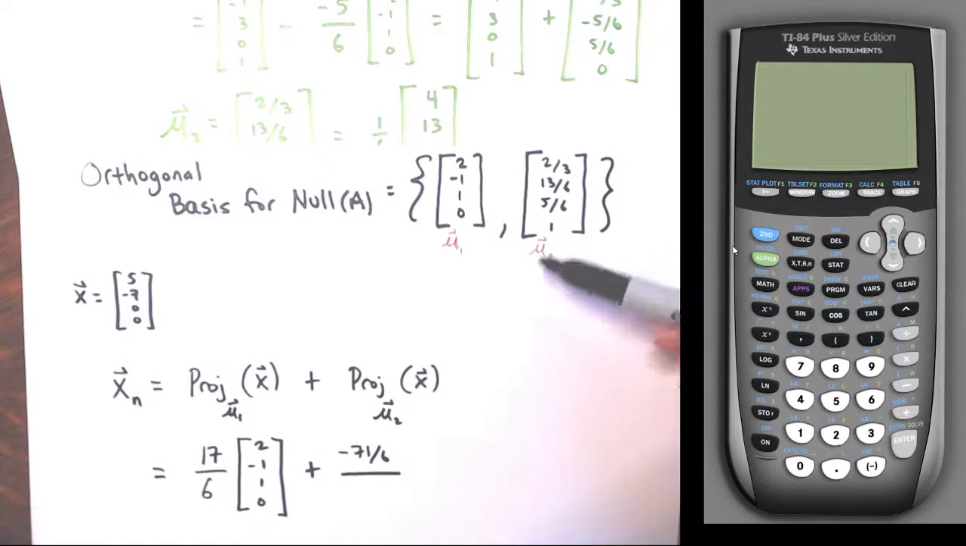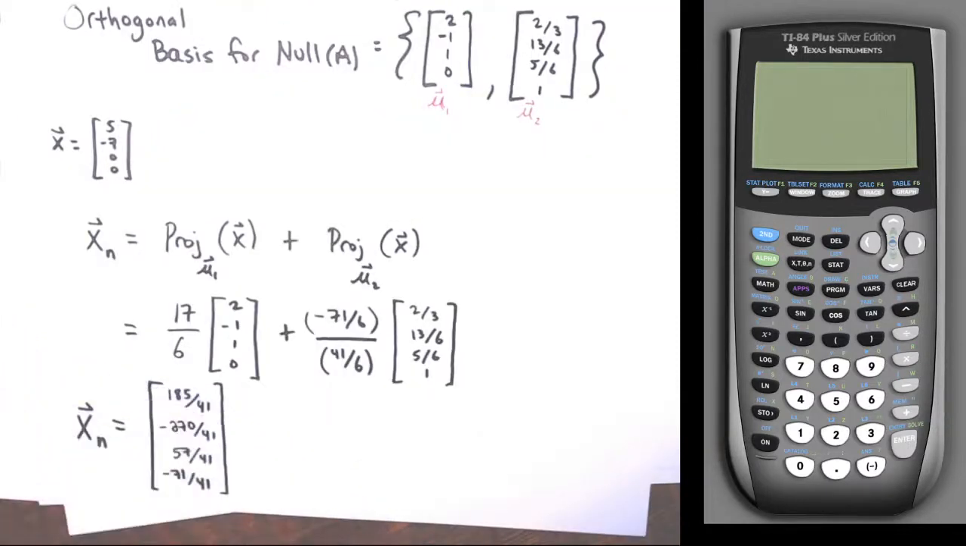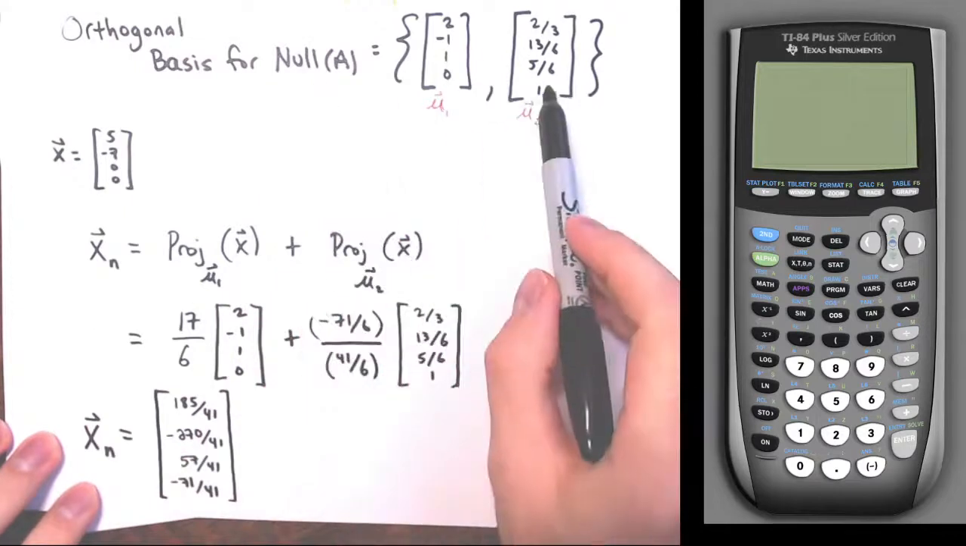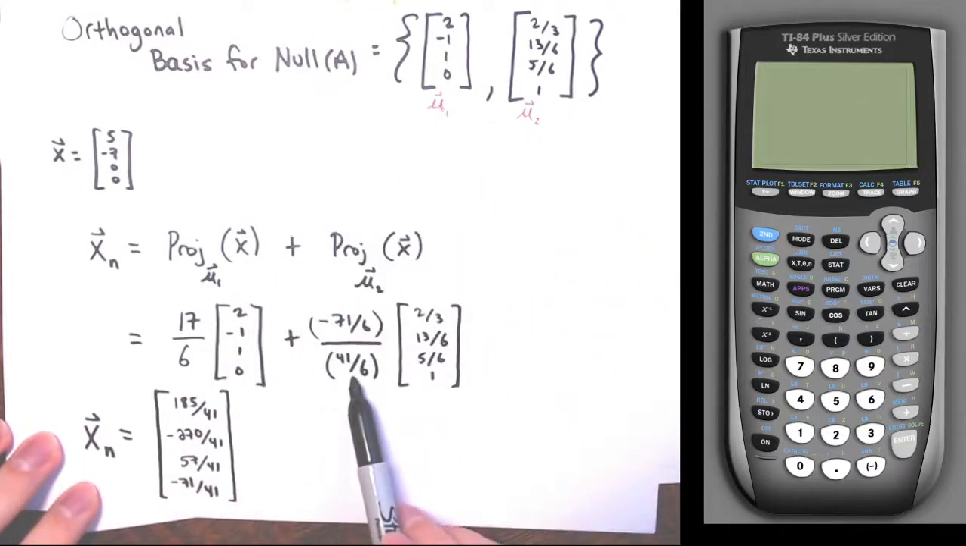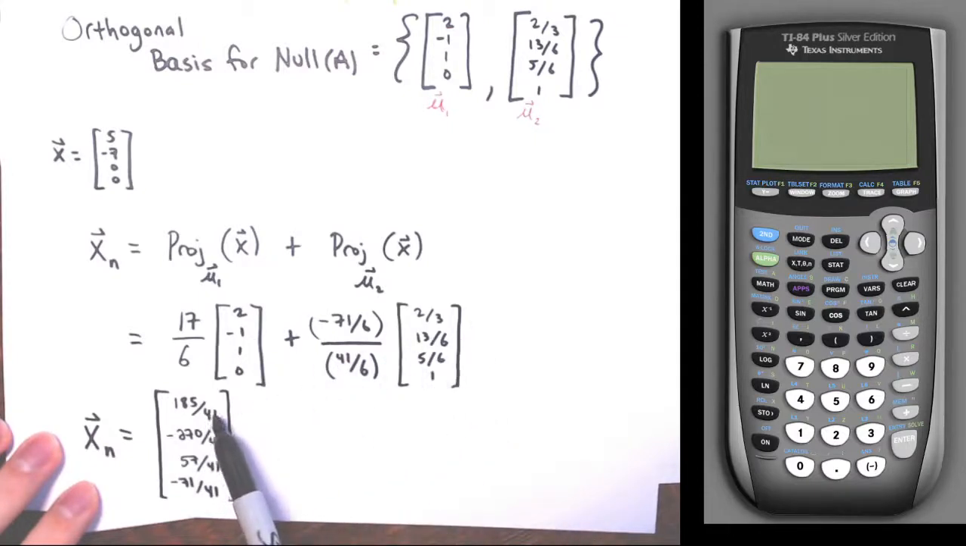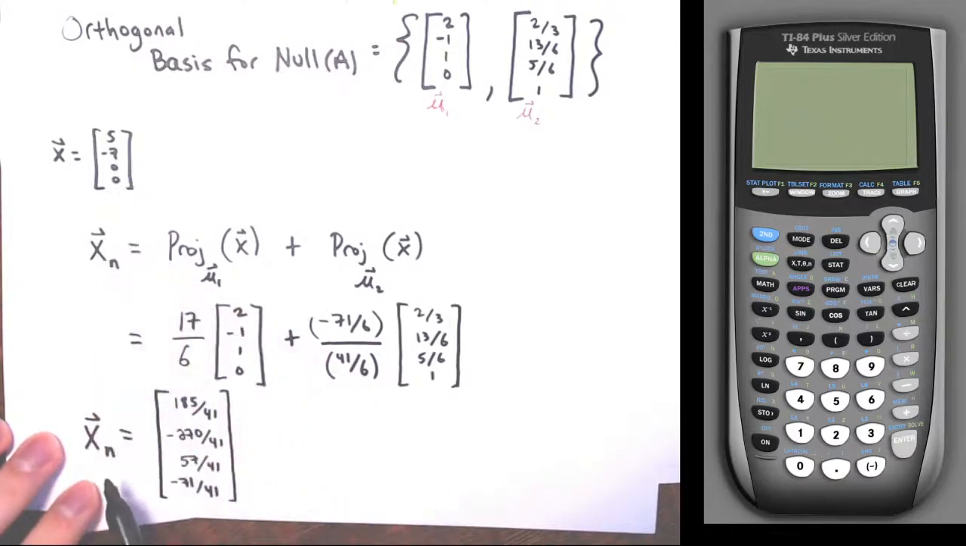Alright, so I'm going to pause this and do some calculations and get the final result. Okay, so after doing this, it was the dot product of x with u2 divided by the dot product of u2 with itself times u2. I went through and did all these calculations on a side sheet. It's simple arithmetic, but there's a lot of fractions involved. So the projection of our particular solution onto the null space is this vector: 185 over 41, negative 270 41sts, 57 41sts, negative 71 41sts.